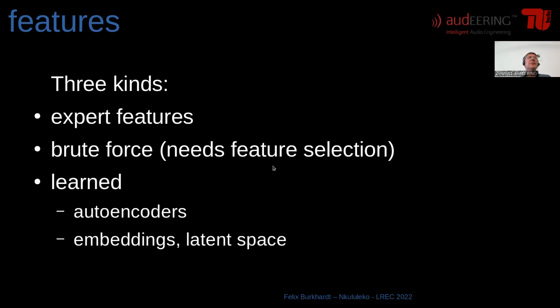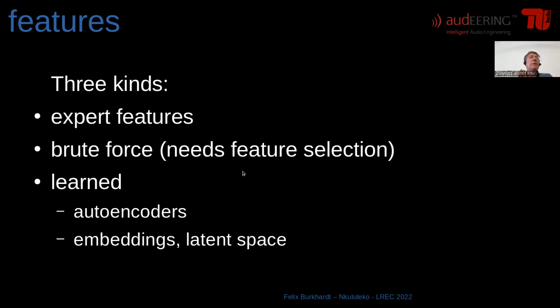So with respect to acoustic features, audio features, I would differentiate three different kinds. Expert features, these are acoustic features that are modeled manually by phoneticians, like the GeMAPS features, for example. Then brute force, every feature that is available, like OpenSmile's ComParE feature set, which has more than 6,000 features. So yeah, each frame, and that's brute force, and you definitely need feature selection then to find the best ones.